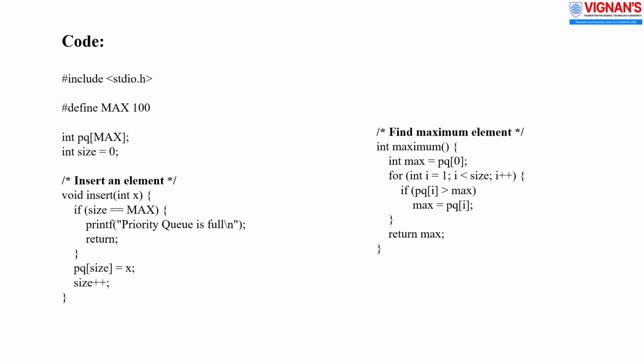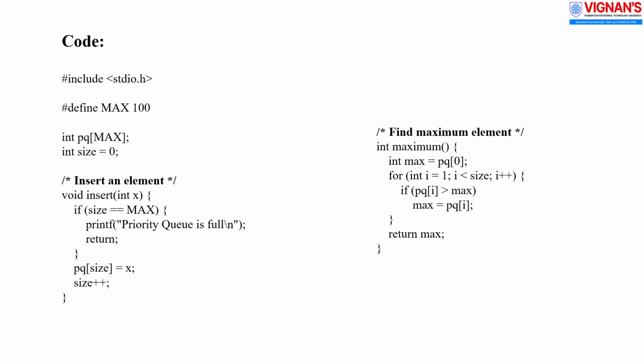Insert operation. The insert function is used to add an element to the priority queue. First, it checks whether the queue is full. If the size is equal to max, it prints that the priority queue is full and returns. If space is available, the element is inserted at the current size index of the array. After inserting the element, the size of the queue is increased by 1.